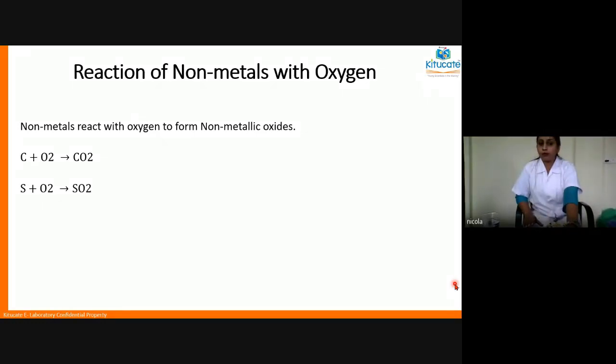Not all non-metals react with oxygen. A very few non-metals will react with oxygen to form the non-metallic oxides, okay? All of them do not react with oxygen. All right? So in case of metals, all the metals react with oxygen to form metallic oxides. And what is the nature of the metallic oxides? Is it acidic or basic in nature?